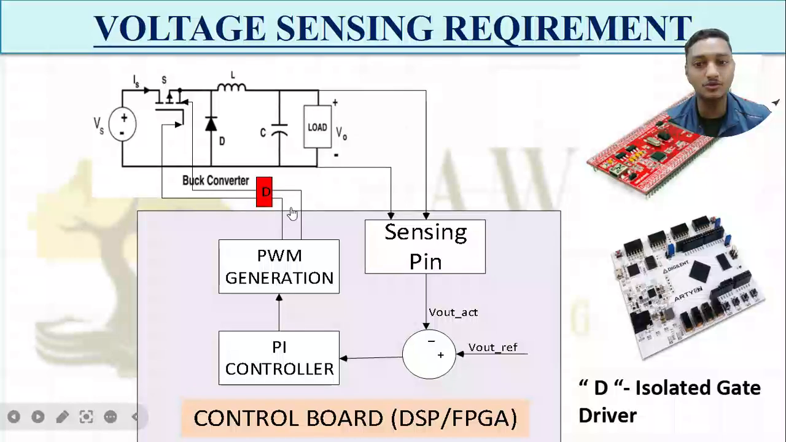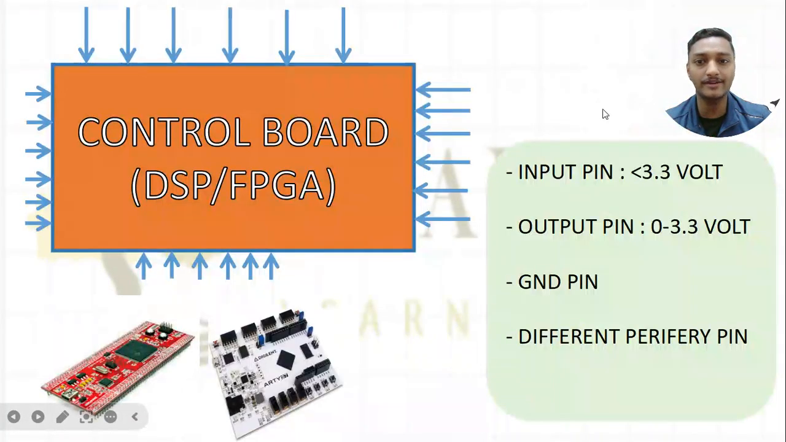Then these two pins are the PWM pins, whose output is again between 0 to 3.3 volt. Then we will pass it through the isolated gate driver, and then gate to source I will give it to my buck converter or boost, any kind of DC to DC converter. This is how the overall process is. But we can't directly connect my output voltage, and in a practical scenario my output is not always going to be less than 3.3 volt. I hope everything up to this point is clear to you.